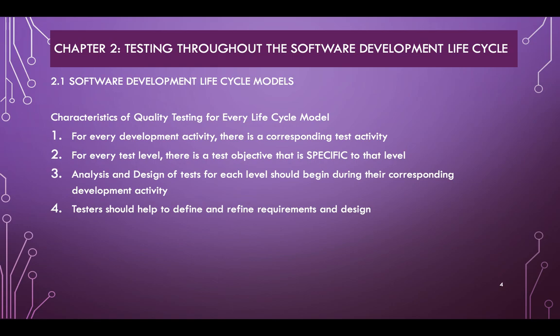Chapter 2, 2.1. Software Development Life Cycle Models. Characteristics of quality testing for every life cycle model include: 1. For every development activity, there is a corresponding test activity. This means that every time you work on a project or a feature, there is always a corresponding test to go with it. 2. For every test level, there is a test objective that is specific to that level. For example, there are different levels of regression testing, and within each one, there's an objective that should be verified.